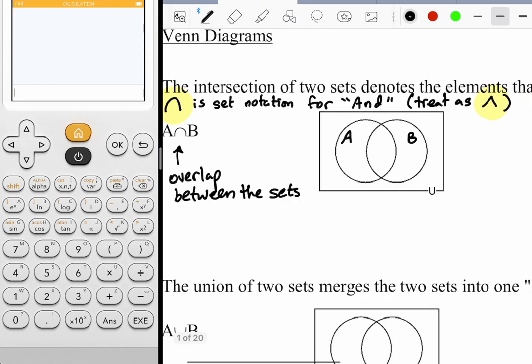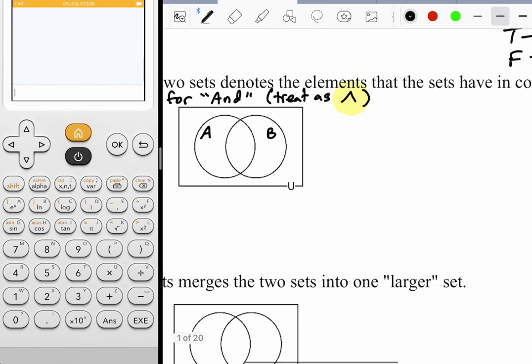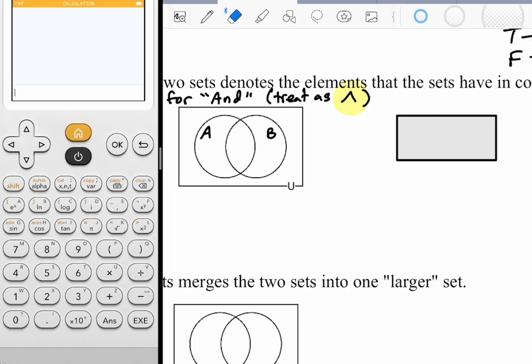So I'm just going to draw on the side here another box. Let me get the shading out of there. I'm going to put a couple circles in.